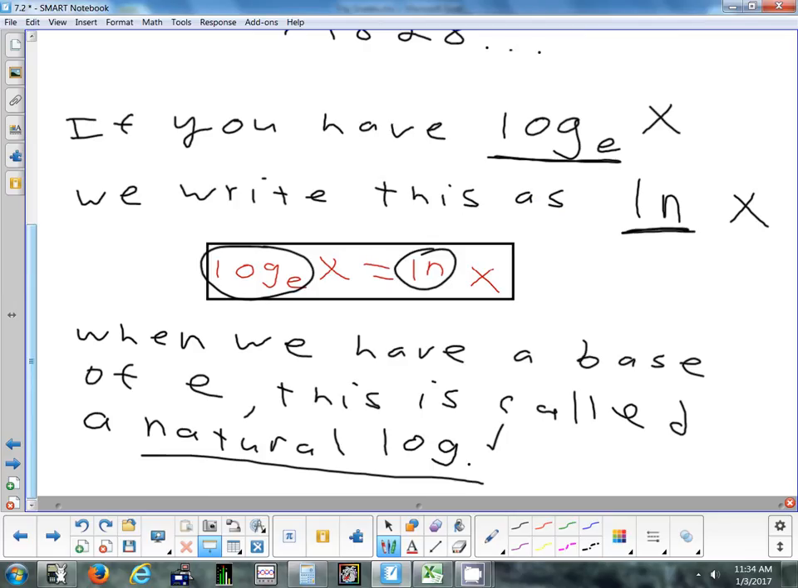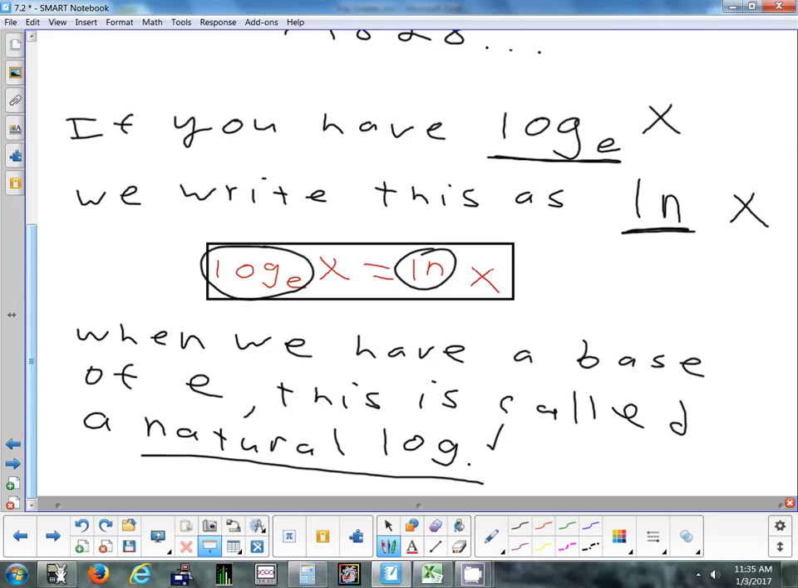The only thing that can be a little tricky about this abbreviation is it hides the base. So you've got to remember when you write the letters ln, that stands for log with a base of e. So ln hides the base.